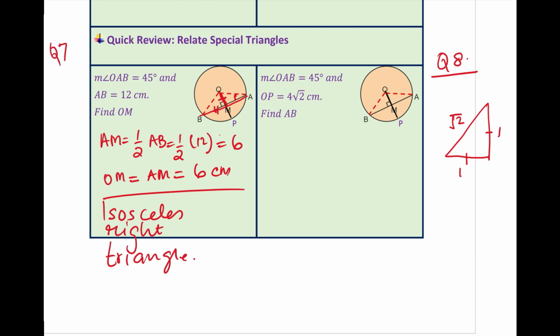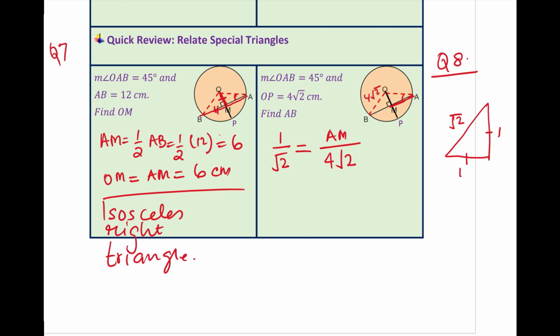That brings us to the last question here, where the measurement is given to us for the angle OAB, that is 45 degrees. O2P radius is given to us as 4 square root 2, right? And we need to find AB. Well, what we can do here is we can find what AM is first, right? Now, let us find what AM is. Now, what we know from here is that the ratio of the sides is 1 over square root 2, right?